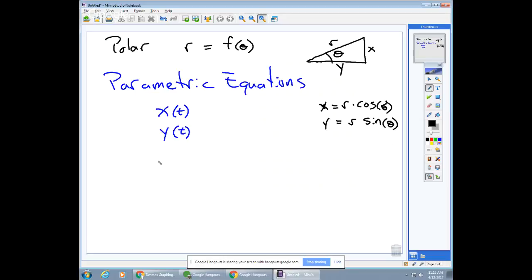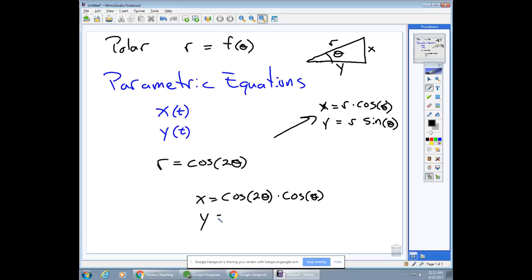So, for example, thinking about the flowers we drew earlier, the function r equals cosine of 2 theta will be a 4-petaled flower. To draw that parametrically, we just combine it with this stuff right here. And so parametrically, x would be, this is my r, the cosine of 2 theta times the cosine of theta, right? R times cosine. And y would be r times sine, which should be cosine of 2 theta, because that's my r, times the sine of theta.